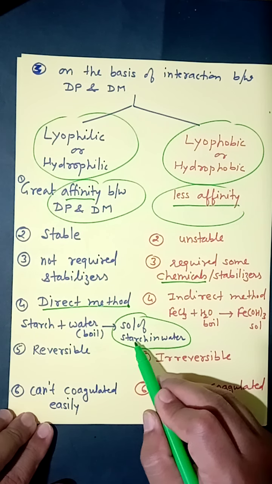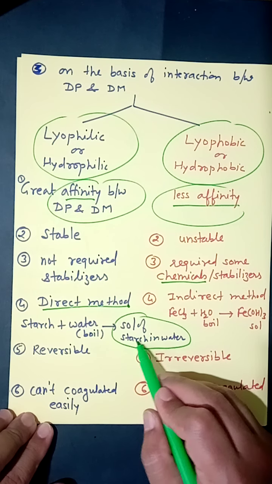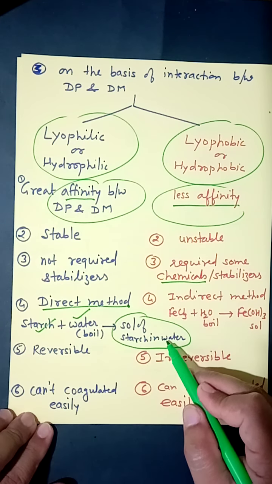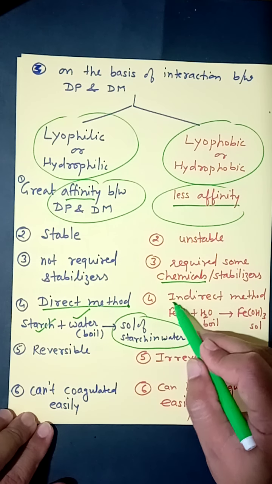The aim is to prepare a colloid of starch in water, and the reactants are starch and water, the same reactants which we require as product. But the other type can be prepared by indirect method.